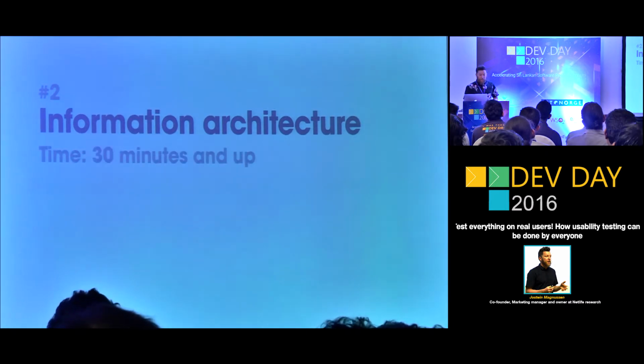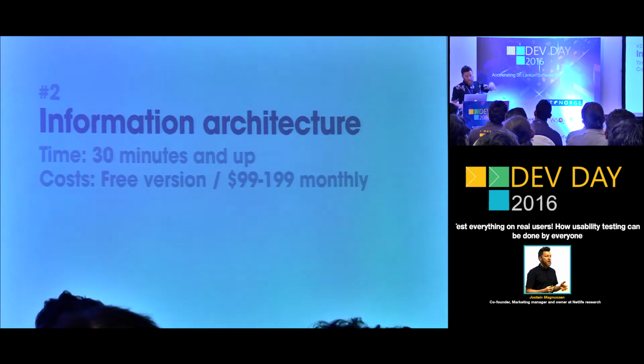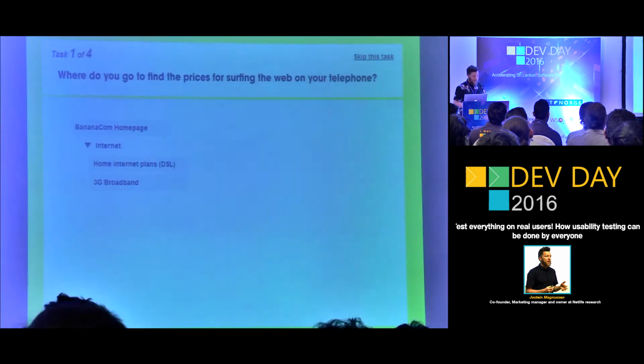To test the information architecture, this is a method which is also very low cost, and you can do it really fast, 30 minutes and up. You can use this tool called TreeJack, which has a free version. And as I said earlier, I will share a blog post with all these methods and tools afterwards, so you can look into it.